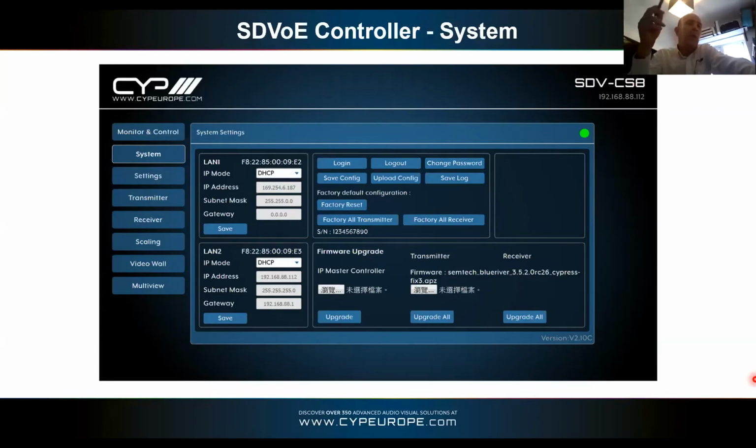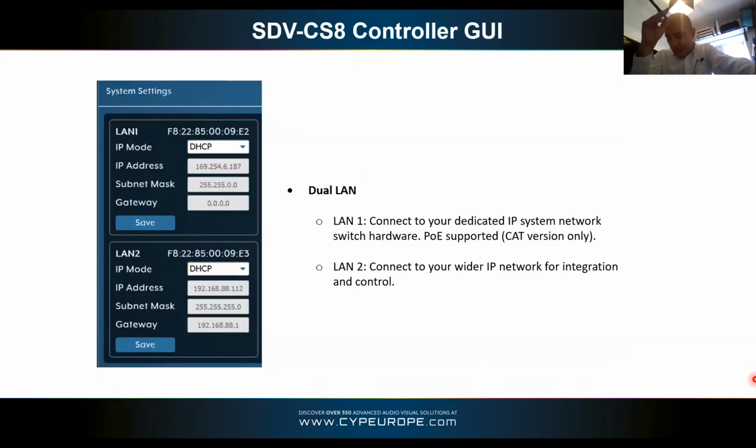So first of all, we've got our LAN 1 and our LAN 2. This again indicates the dual LAN connectivity of the CS8. The standard configuration is for LAN 1 to be your PoE input, connected to the IP network switch that all of your SDVoE system is connected to, and then LAN 2 is for the wider IP system in the premises that you're installing.